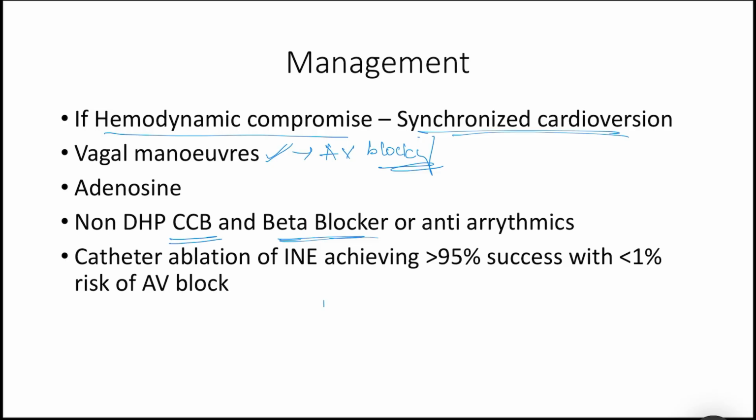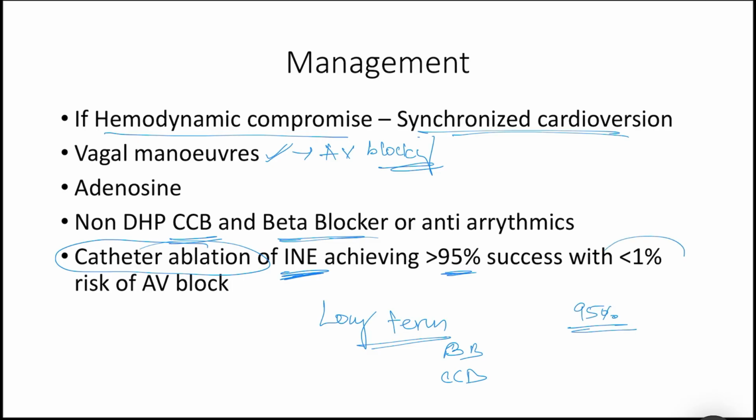Options include long-term suppressive pharmacotherapy like beta blocker or calcium channel blocker prophylaxis, or catheter ablation for a definitive cure. Catheter ablation targets the slow pathway region in the inferior nodal extension and spares the compact node. This strategy achieves about a 95% success rate with less than 1% risk of AV block, because the normal beats preferentially travel through the fast pathway. The risk of AV block is rare.